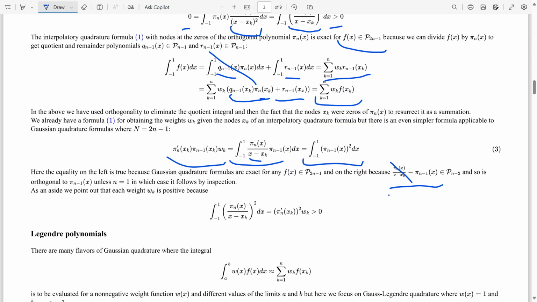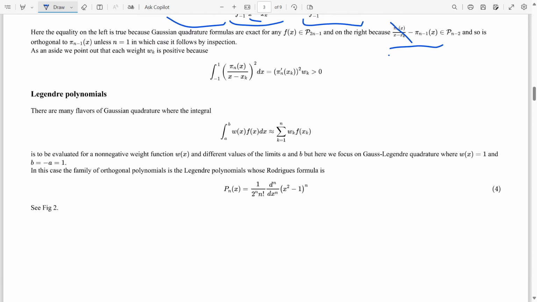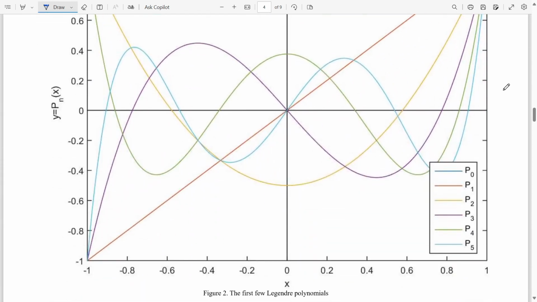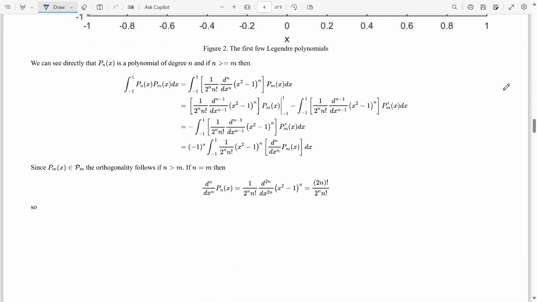The orthogonal polynomials are called Legendre polynomials, and we will show some of their properties. There's an explicit formula for Legendre polynomials called the Rodrigues formula. P naught of x through P5 of x are plotted here in figure 2. For n at least as big as m, I'm going to compute the integral of Pn of x Pm of x dx from minus 1 to 1.